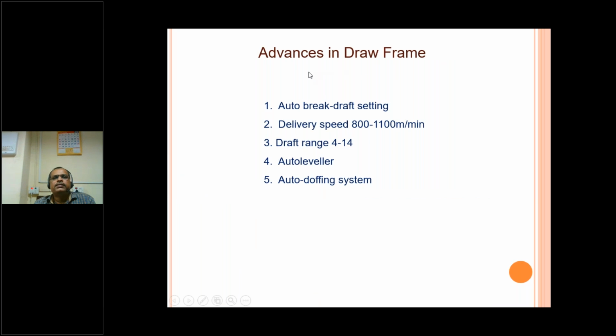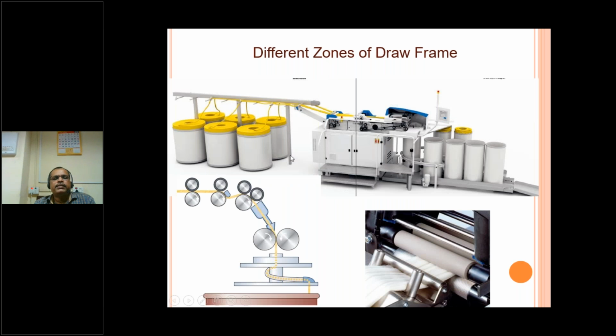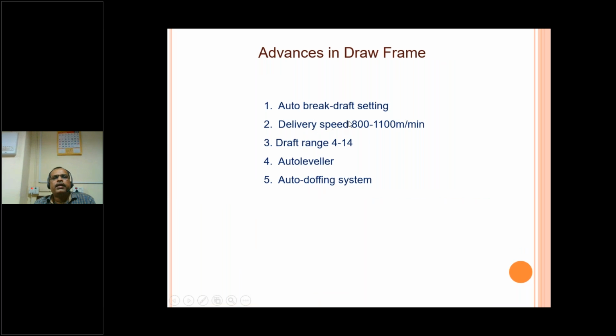So what advances have been made? Auto break draft setting. Break draft means how many times it is stretching from this roller. This is the draft. So this draft, between the back roller and middle roller, is the break draft, which is a small draft. Small stretching is done here to open up the residual twist. And the delivery speed is 800 to 1100 meters per minute. Draft range is 4 to 40.